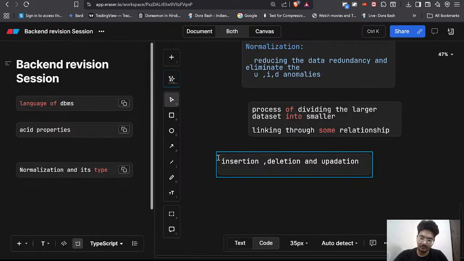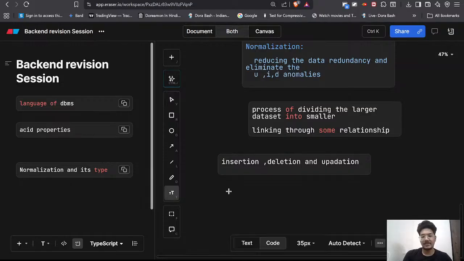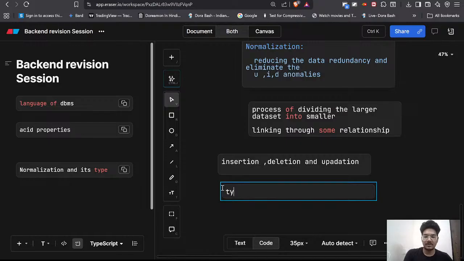Okay, and now let's discuss the types of normalization.